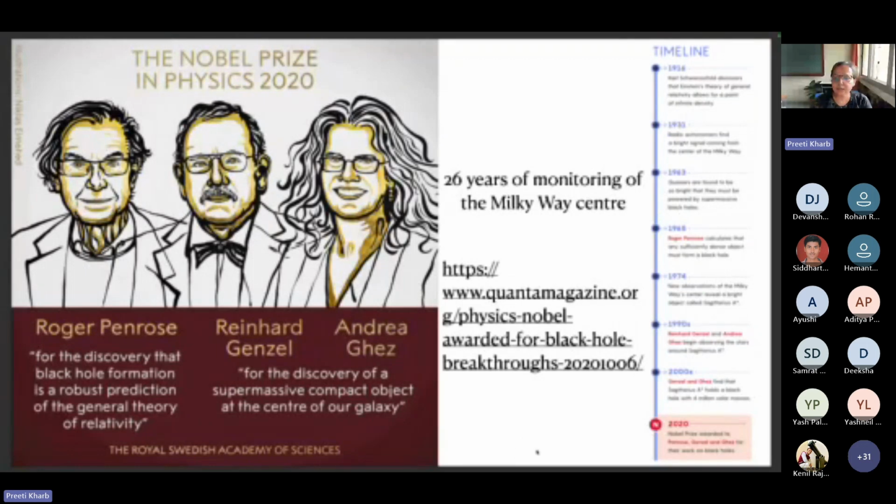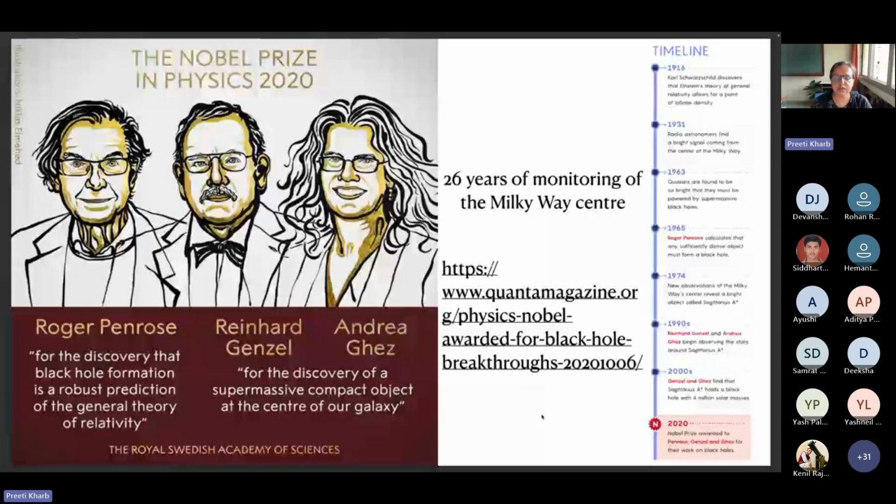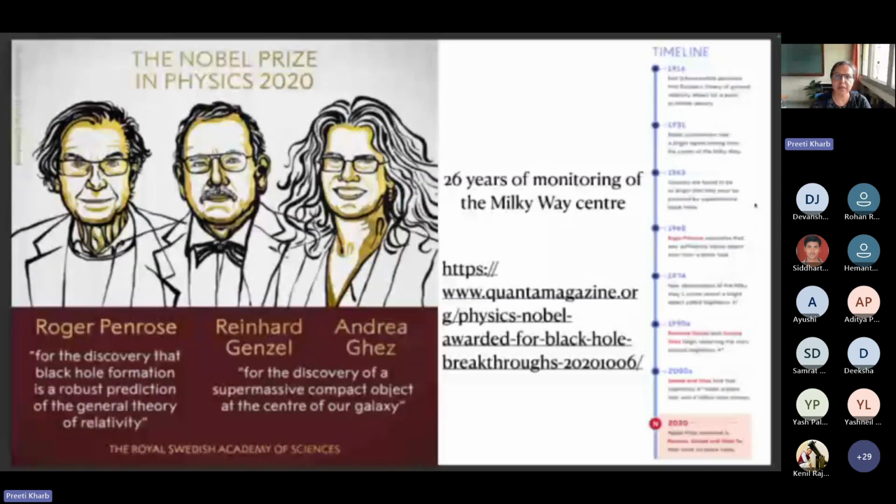Again, I put here a reference of an excellent article, if you're interested in learning more about this discovery. It's in the Quanta magazine. And this timeline on the right side has been picked up from this magazine, which shows how this discovery was made, starting from 1916, when Karl Schwarzschild first discovered that Einstein's theory of general relativity allows for a point of infinite density. And then, of course, the discovery of quasars, etc., which I will be talking about soon.